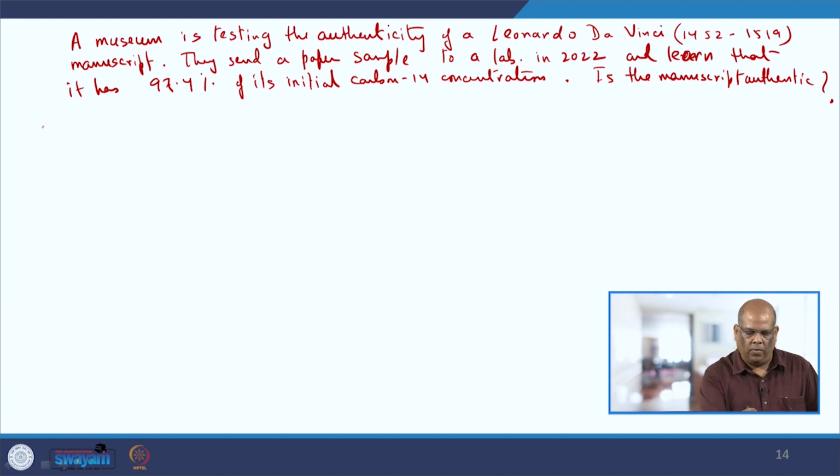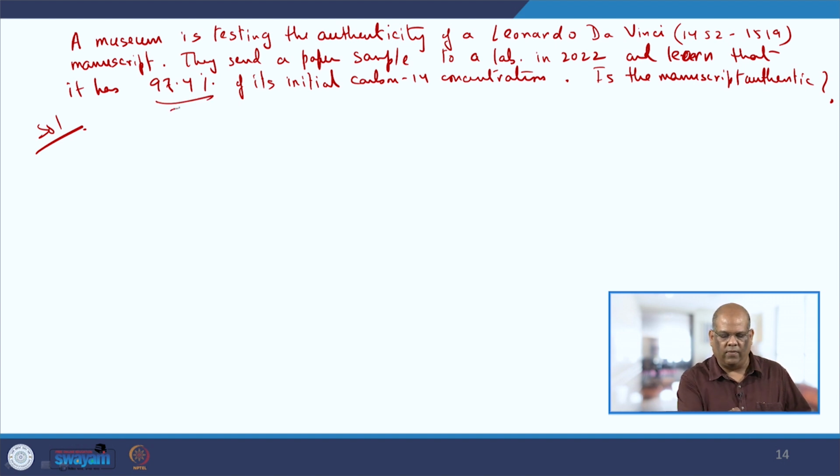So, the museum got a manuscript claimed to be by Leonardo da Vinci, and they sent the paper for testing and learned that it has 97.4% of its initial carbon 14 concentration, and they want to check the authenticity of this manuscript.